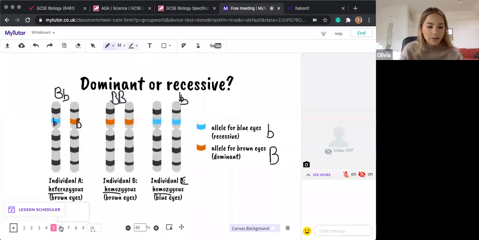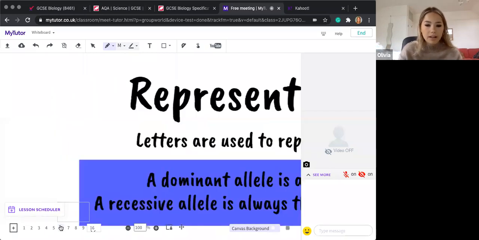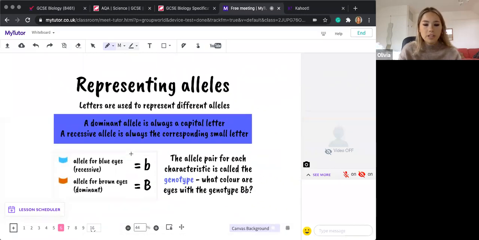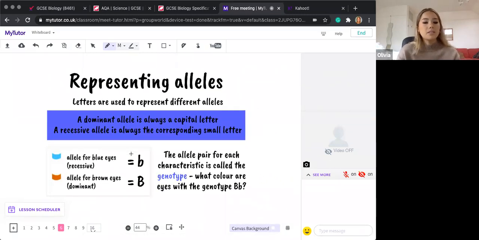So right, this is just what we've talked through. This is how we represent alleles, if you want to write this down. A dominant allele is always a capital letter and a recessive allele is always a corresponding smaller letter. And we call that allele pair, the alleles present, the genotype.